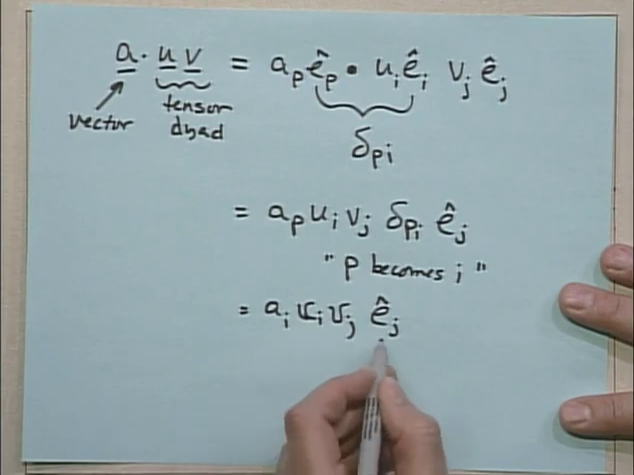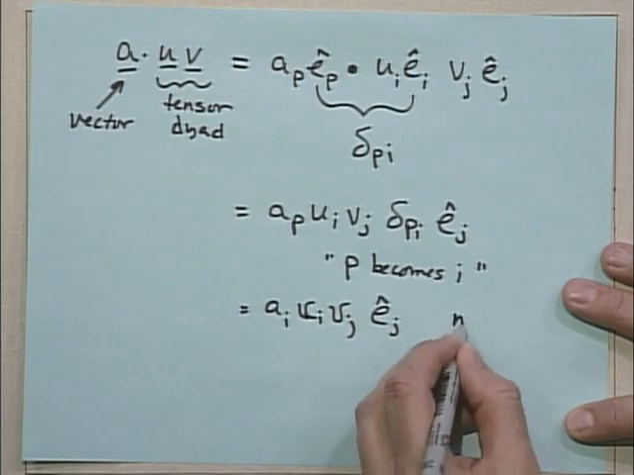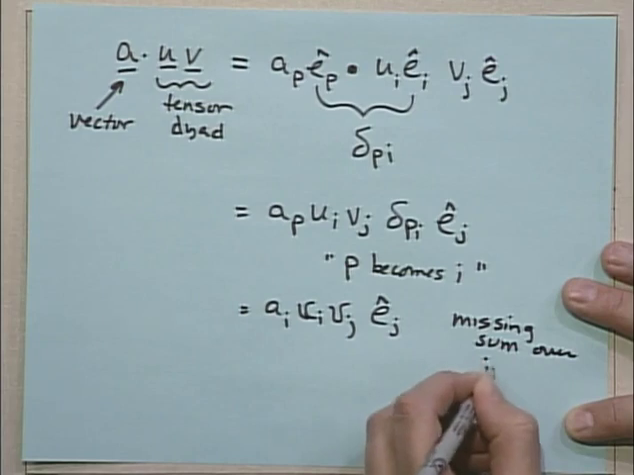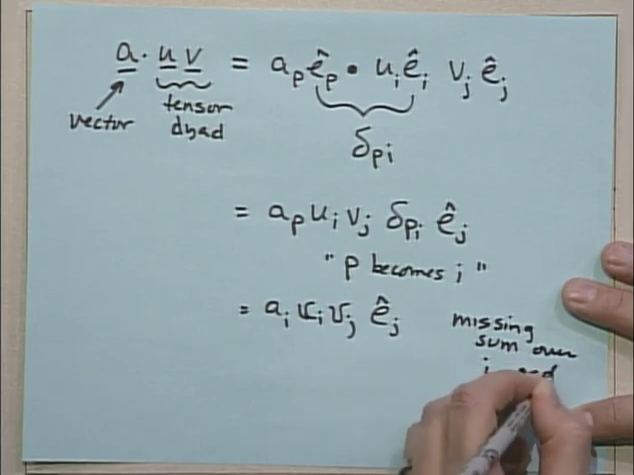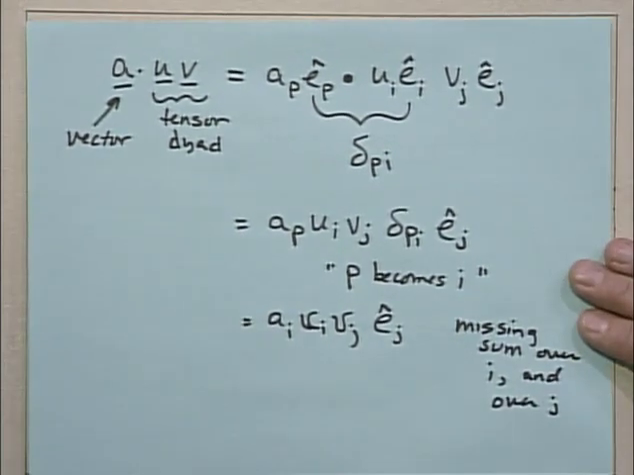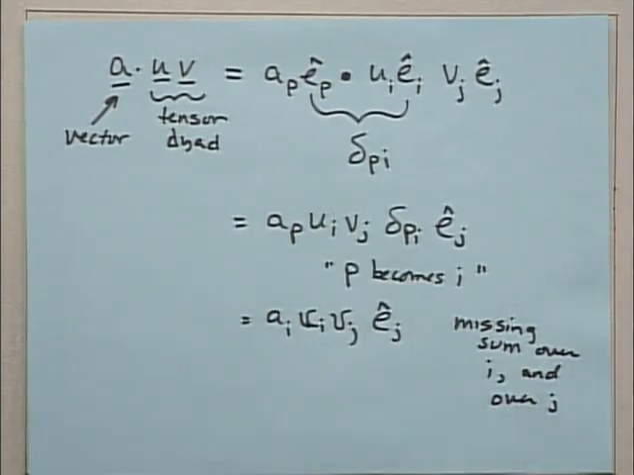Everywhere there's a double summation, there's a missing sum sign. So there's a missing sum over i and over j. There's no more p. Where did p go? When we dotted these vectors together, some things went away. Every time we dotted E1, E2, it went away. E3, E4, E1, it went away.